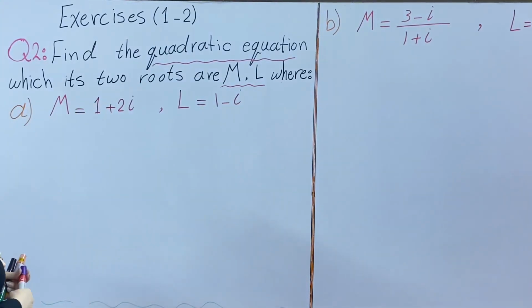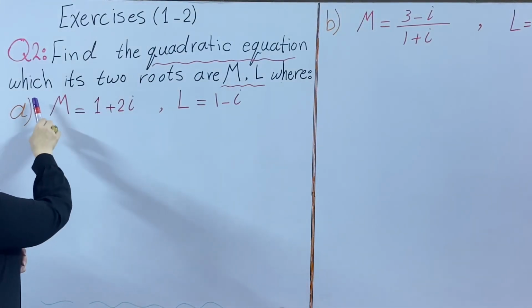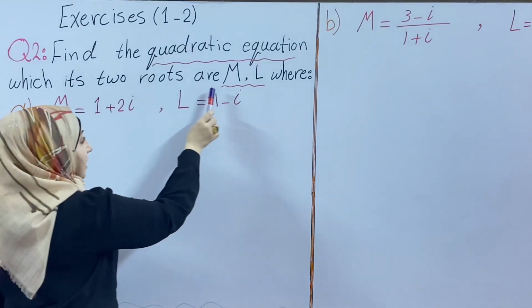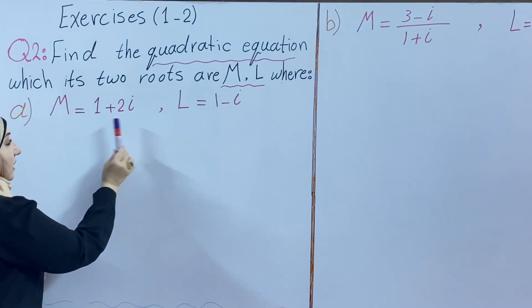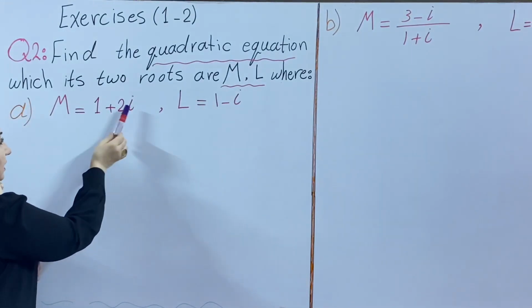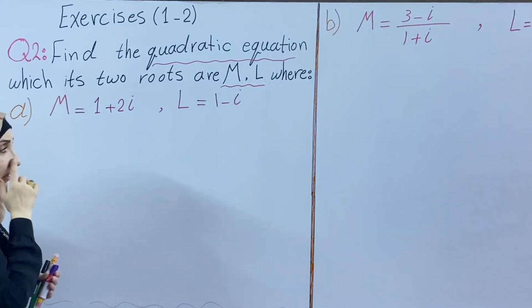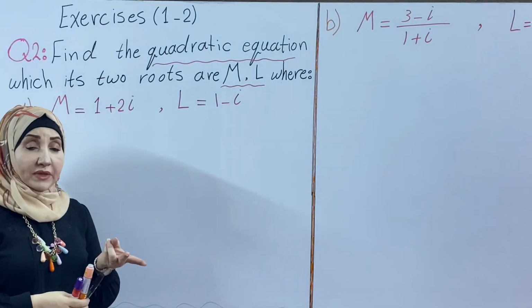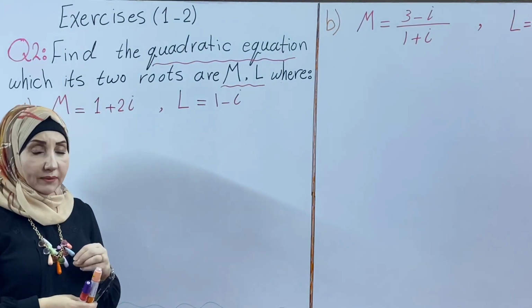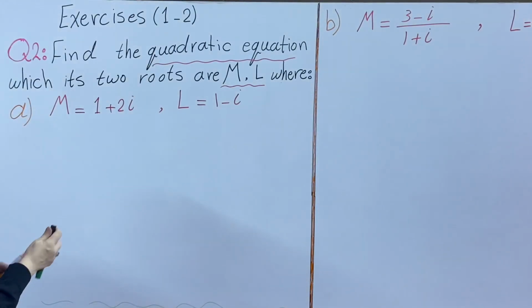The question asks: find the quadratic equation which its two roots are m and l, where they give us the value of m and the value of l. We notice that m is a complex number and l is also a complex number. Can we find the quadratic equation if we know its two roots? Yes, we can. So we can write its law.